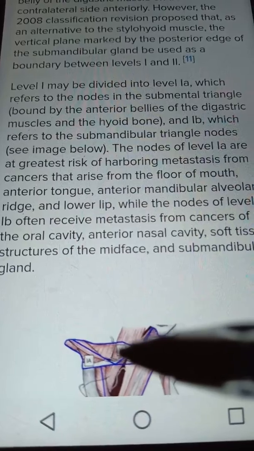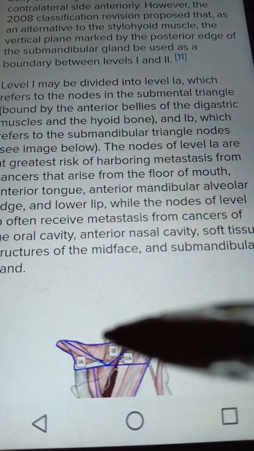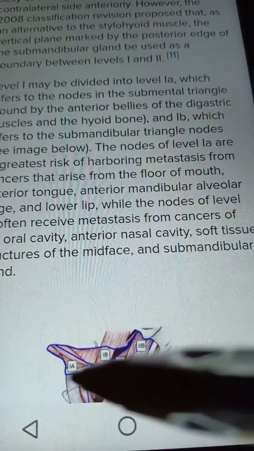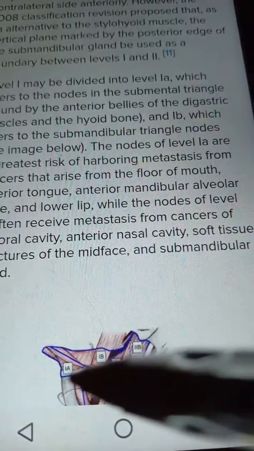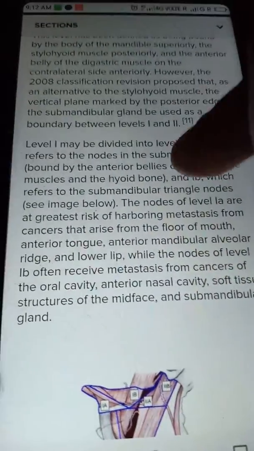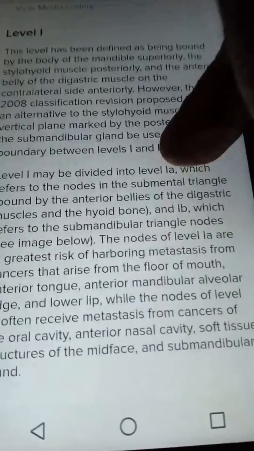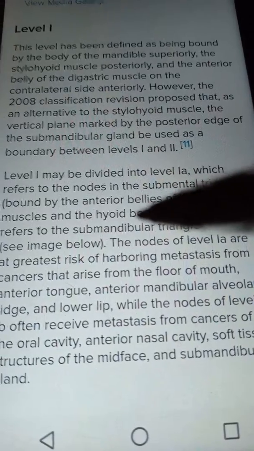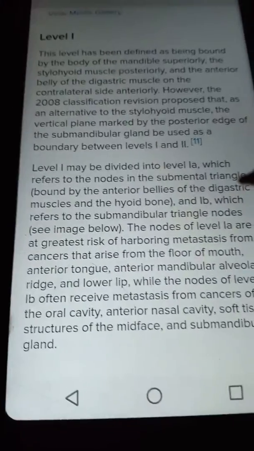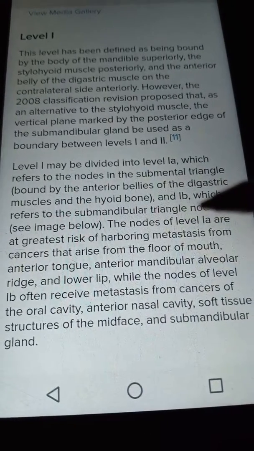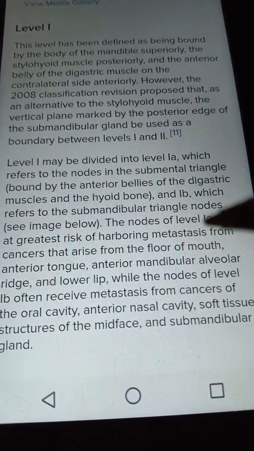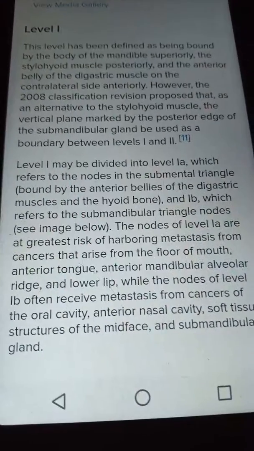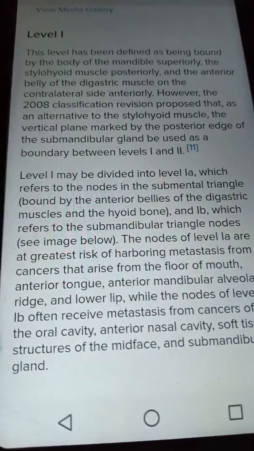Level 1A and 1B. Level 1, extending from the body of mandible, stylohyoid muscle, and contralateral belly of digastric, is divided into 1A and 1B. 1A refers to the submental triangle bounded by the anterior belly of the digastric and the hyoid bone. And 1B refers to the submandibular triangle, and the nodes of level 1A and level 1B, the respective areas where they drain the lymph from and the possible metastasis thereof. Level 1.